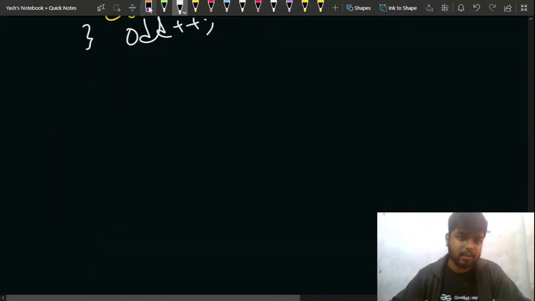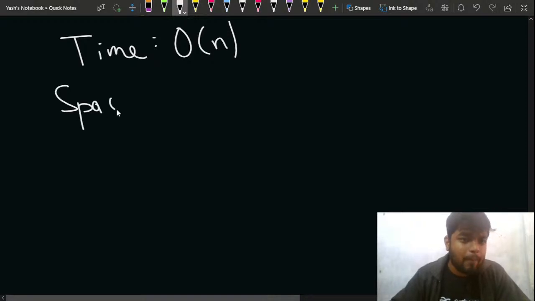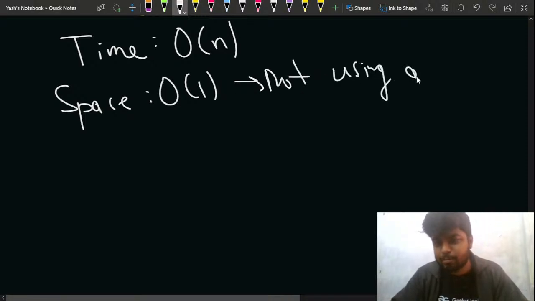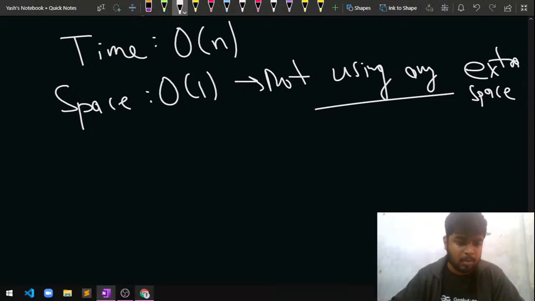So for this question, the time complexity is going to be order of n, because I am iterating through the position array once, and the space complexity for this code will be order of 1, because I am not using any extra space. That is why. Let's move to the code part for this problem.